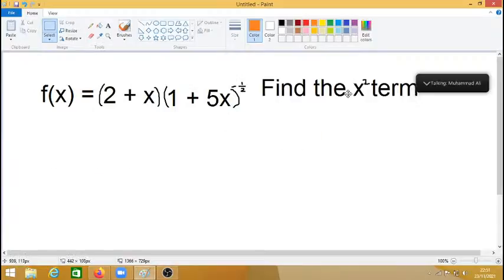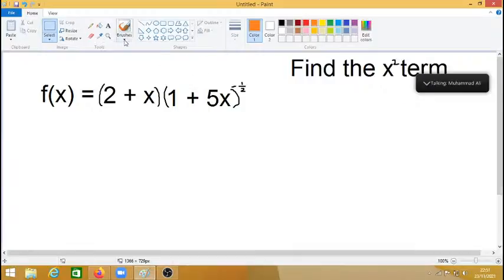So let's say that we've got the binomial expansion formula and we want to apply it. So the 2 plus x can stay as it is. So can what we're calling the function of x. But we want to really apply the formula to 1 plus 5x to the power minus half. So what was that formula?